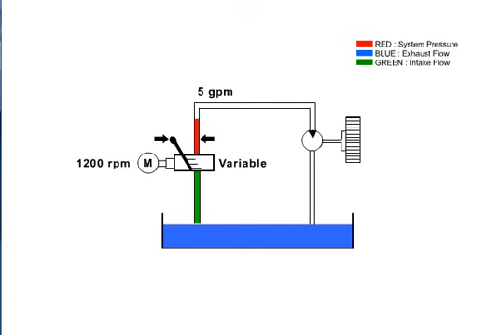If the pump produces 5 gallons per minute flow with 1200 RPM at maximum displacement, the GPM can be varied by moving the swash plate into the upright position, or de-stroking the pump. This will vary flow from 5 to 0 gallons per minute.